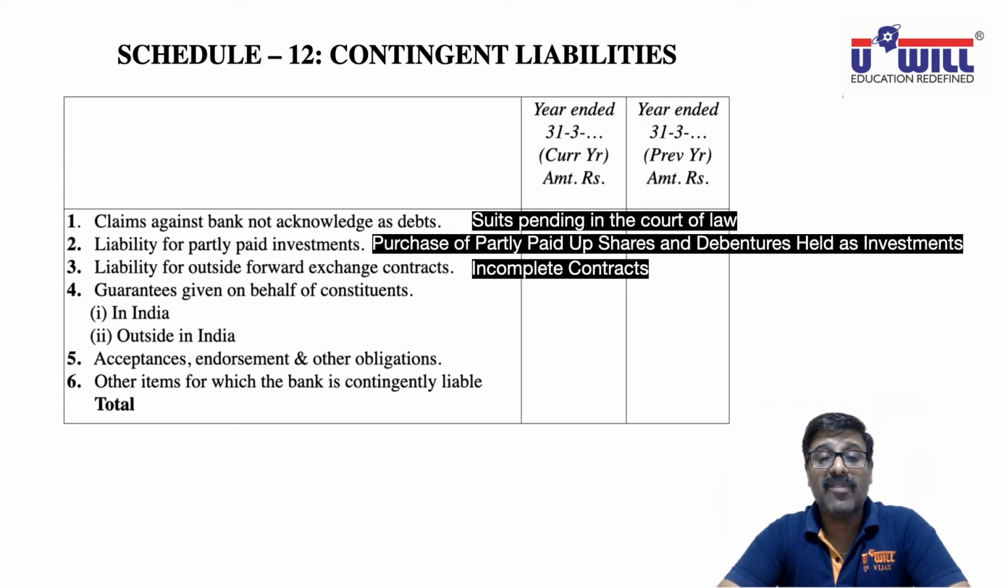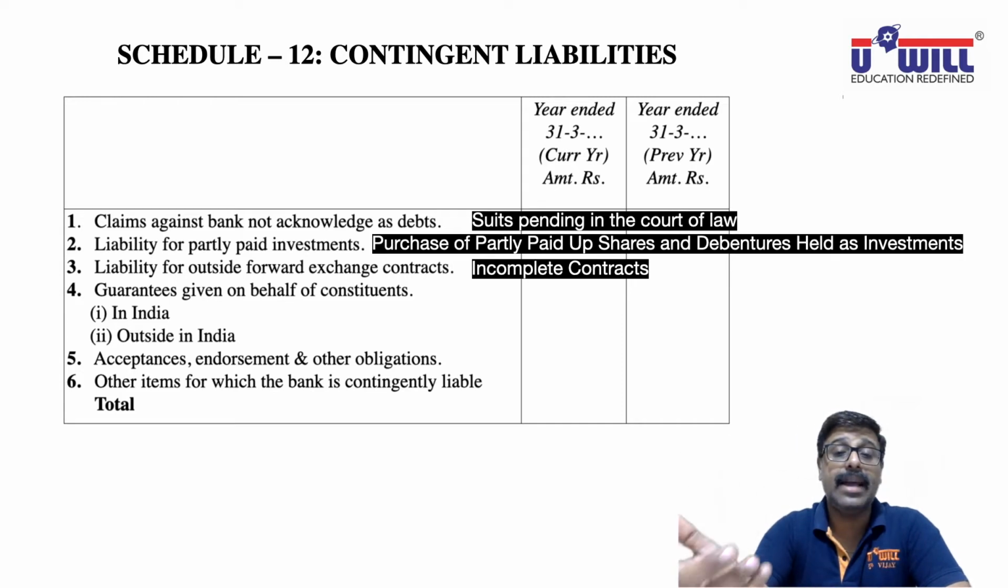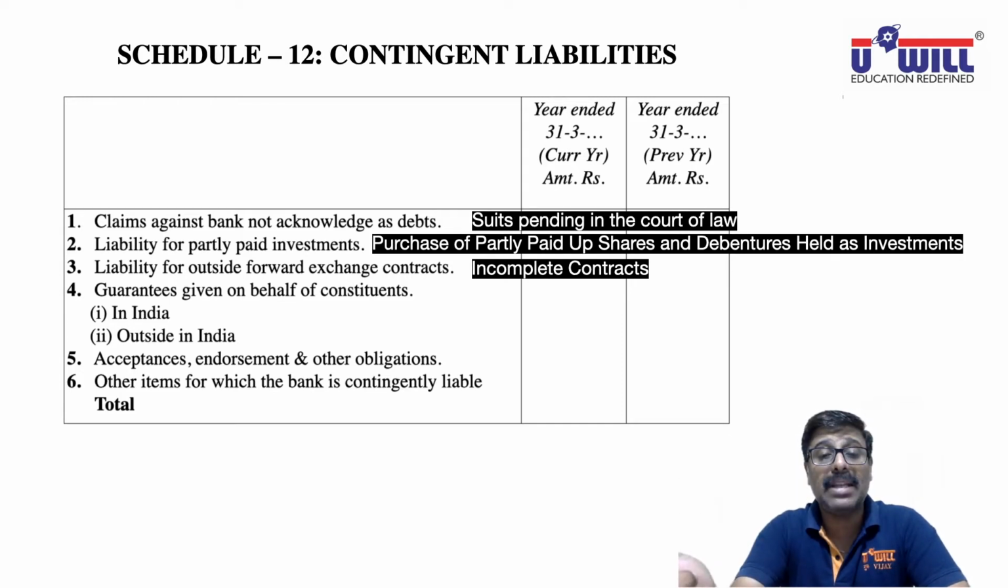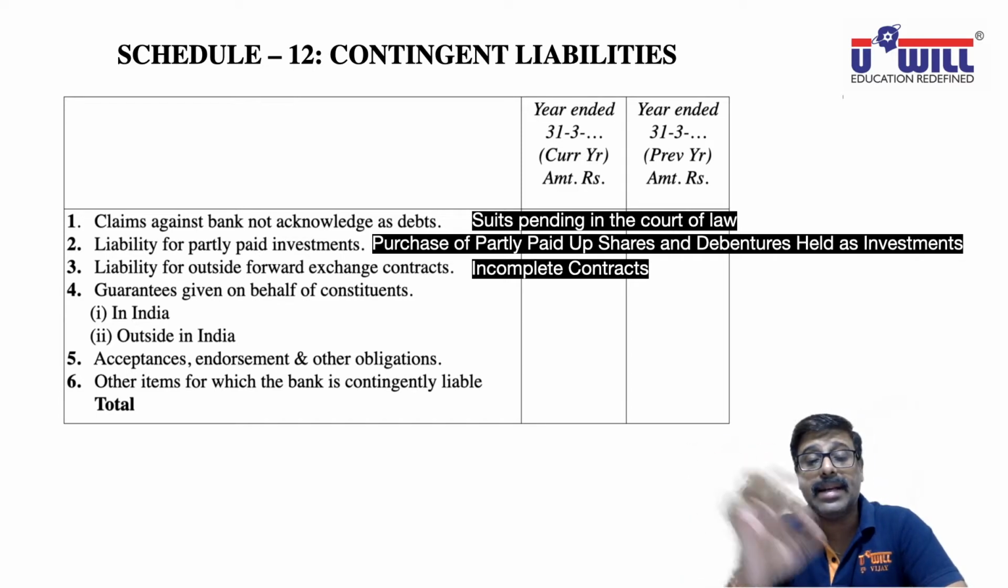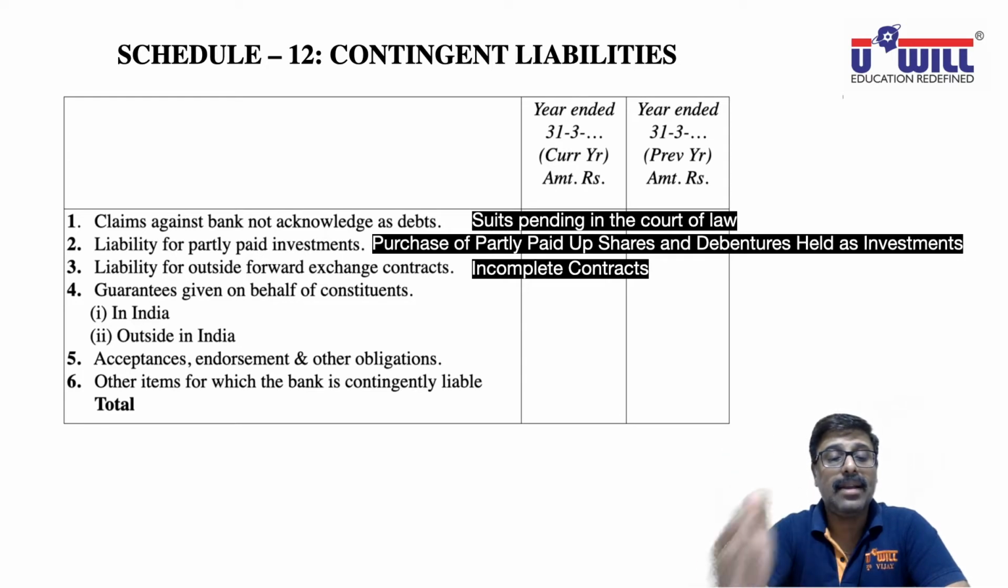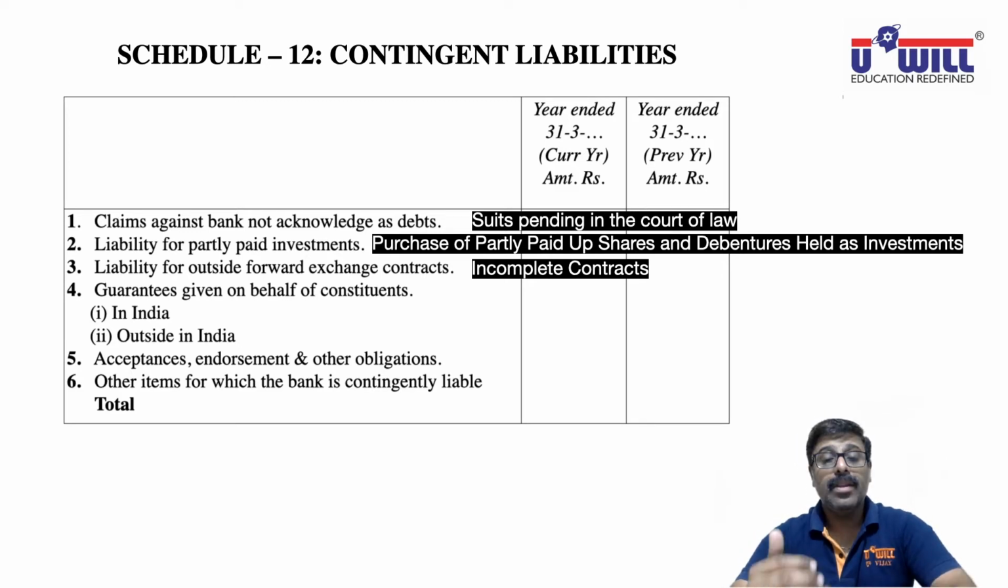Guarantees given on behalf of constituents. Make the correction here in your study materials. It is written constitutes; instead of constitutes, make it constituents. Constituents means clients. So if any client has borrowed a loan from another person and the bank has given a guarantee, then when is the bank supposed to pay that money? Only if that other person is not able to pay. So it is an uncertain, contingent liability, within India and outside India. Then acceptances, endorsements and other obligations and other items for which the bank is contingently liable. All these things will come below the balance sheet as contingent liability, as a footnote.